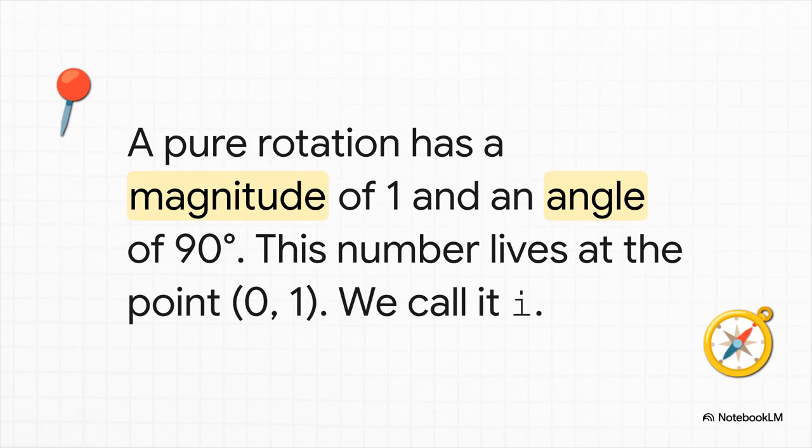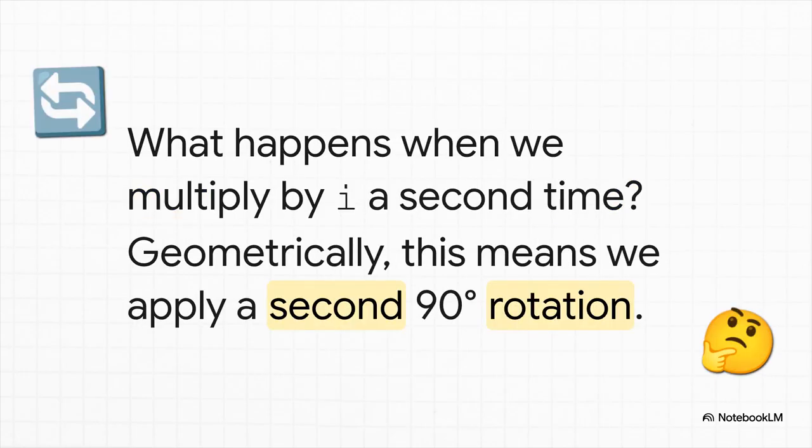Okay, let's track it down. A pure rotation shouldn't make things bigger or smaller, right? So its length, its magnitude, has to be 1. And its angle, well, we want it to be 90 degrees. So where's that point? It's right here, on the imaginary axis at the coordinate 0, 1. Let's just give that spot a name. Let's call it i. So i is our 90-degree rotator.